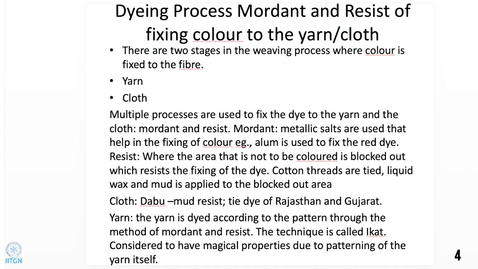It is considered to have magical properties due to the patterning of the yarn itself. It was easier for communities across the world to accept cloth to be dyed, but to have the pattern on the yarn itself was magical, and it is across the world. That is why ikat across the world, where the single ikat or double ikat is so much valued.